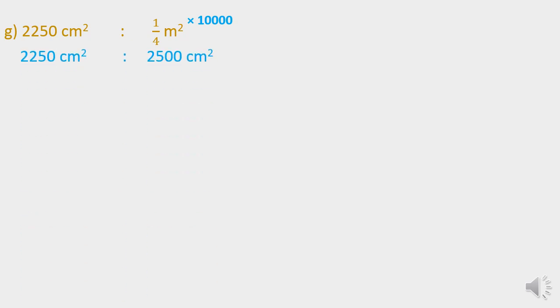And we have the ratio 2250 square centimeters to 2500 square centimeters. We can ignore the two units, square centimeters. Then we have the ratio 2250 to 2500. We can divide the two numbers by 10. Then we have the ratio 225 to 250. We can divide the two numbers by 5. Then we have the ratio 45 to 50.